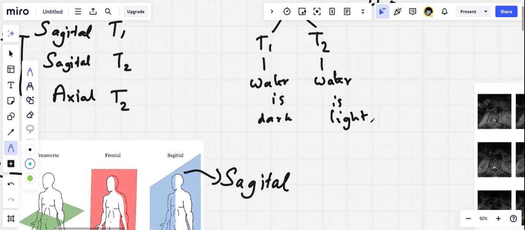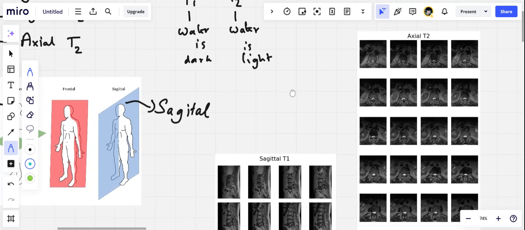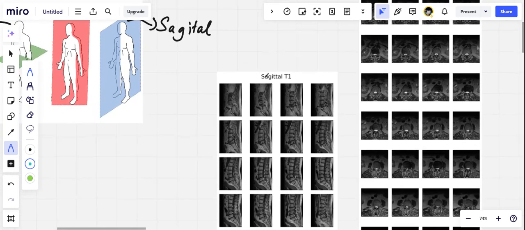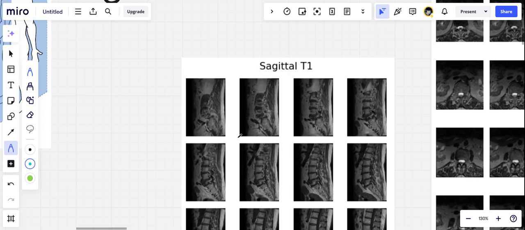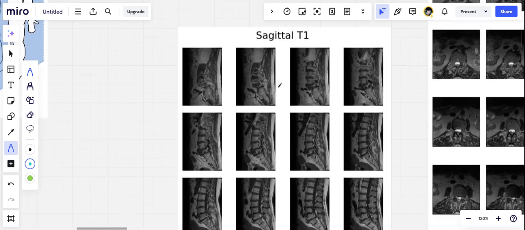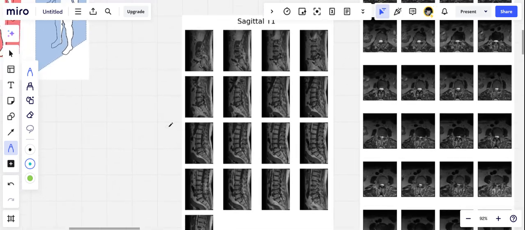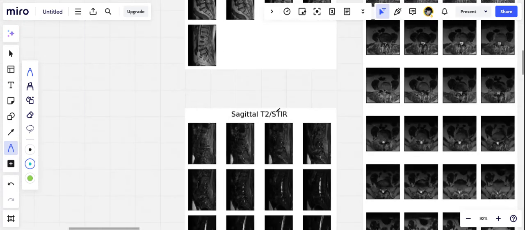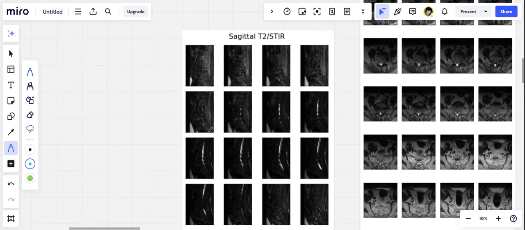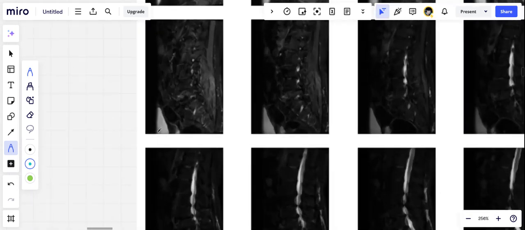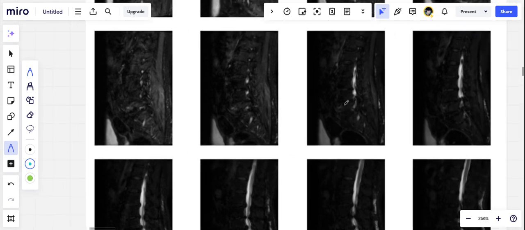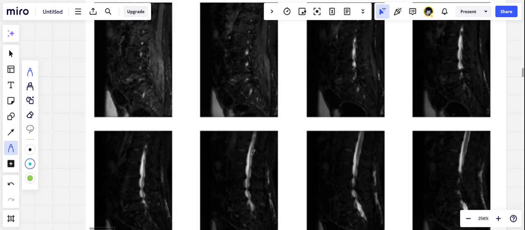So I will show an example. This is the example given in the data set, all images of a single patient. We'll see this is the sagittal scan T1. Since this is T1, the parts which contain water are darker, and the parts which don't contain water, like bones, are white in color. This is the sagittal T2 scan. In this, the water containing parts are lighter, in white color, we can see here, and the non-water containing parts are black in color.